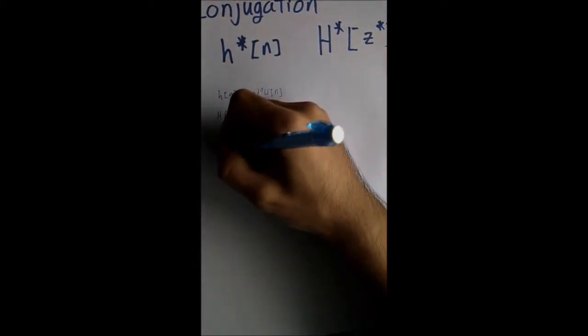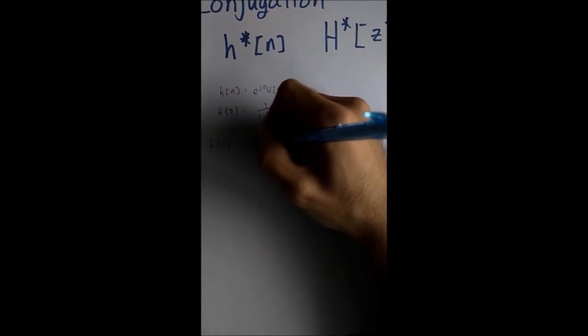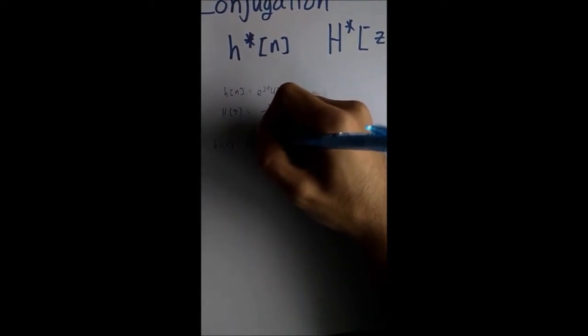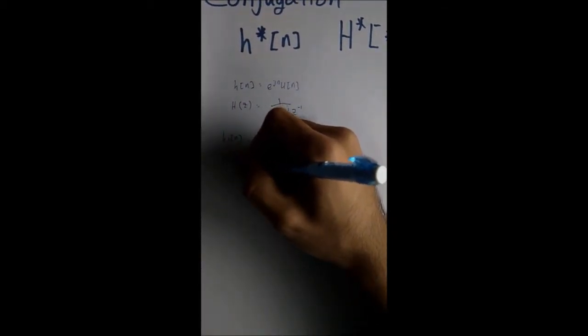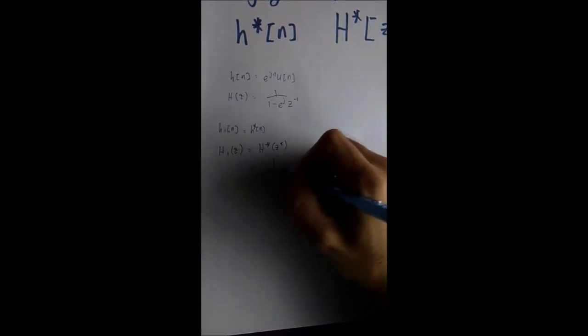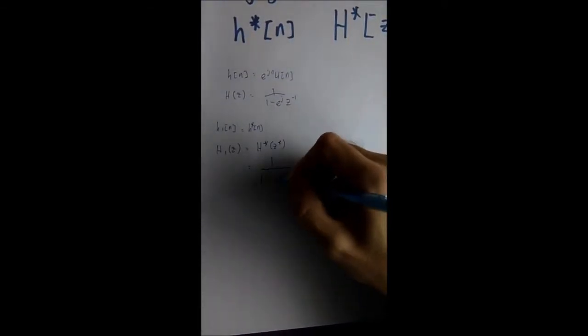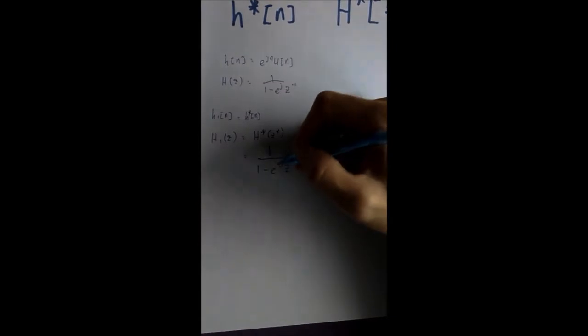If it's given h1[n] is equal to the conjugate of h[n], h star, thus H1(z) is equal to H star of z star, and 1 over 1 minus e to the power negative j z to the power negative 1. So we can see the difference is positive and negative, which changes the polarity.